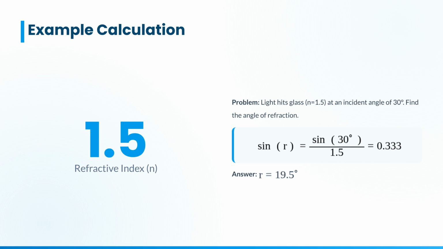Let's walk through a calculation. If light hits glass with a refractive index of 1.5 at a 30-degree incident angle, we use Snell's law. Solving for the sine of the angle of refraction gives us approximately 0.333, resulting in a refraction angle of 19.5 degrees.